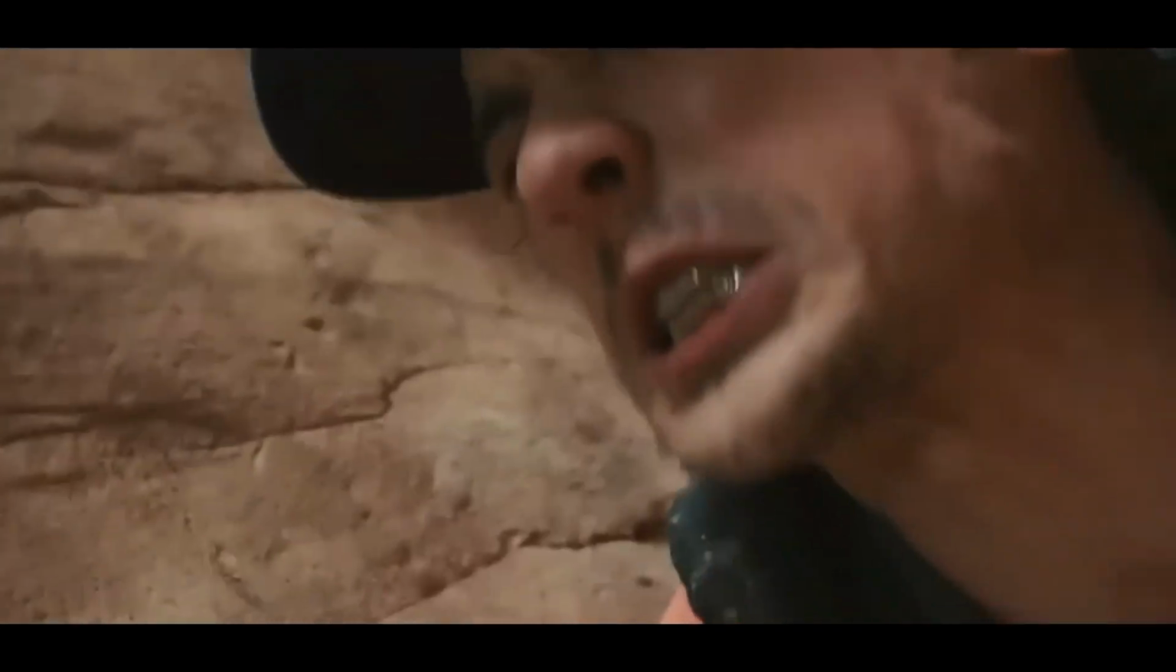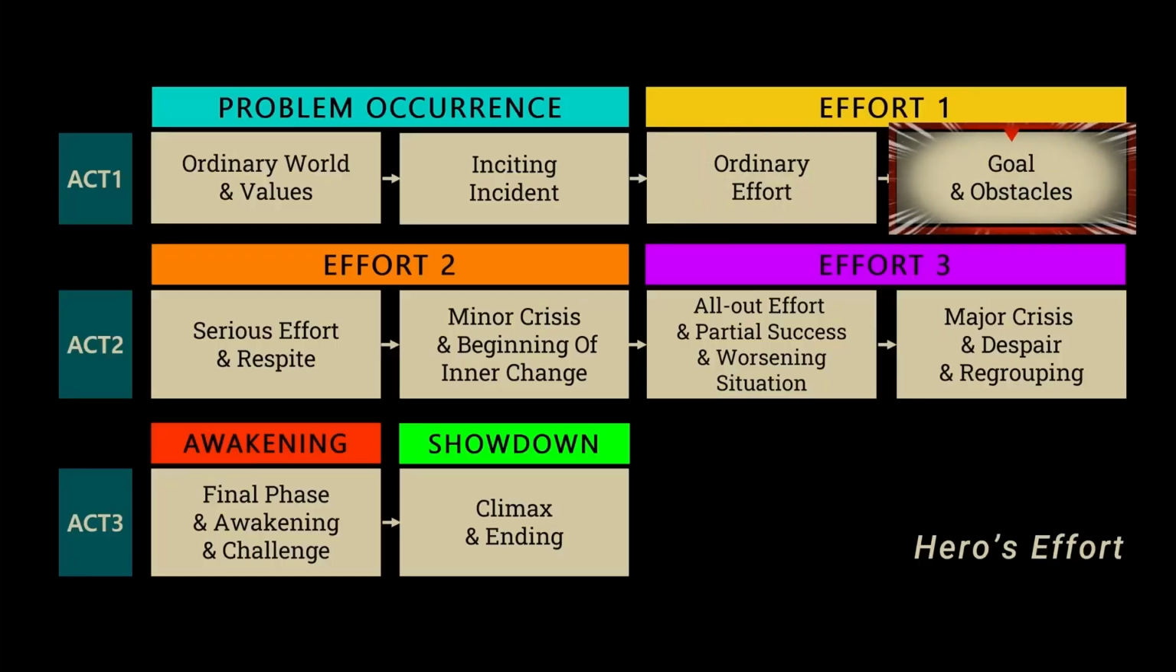In Taken, Brian gathers information about the kidnappers. In 127 Hours, Aaron, whose arm is trapped between a cliff and a rock, struggles to push the rock away with his own strength. Stage D is goal and obstacles.